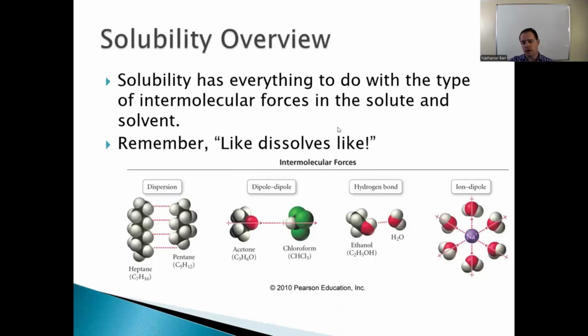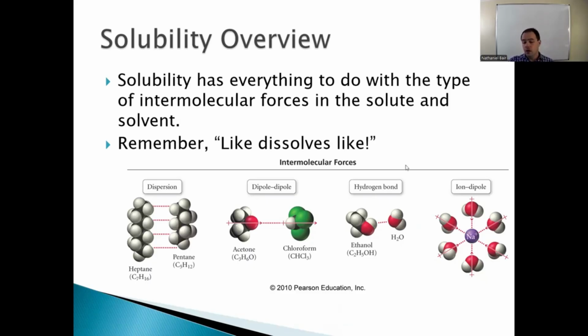All right. So solubility, why does it matter? Well, solubility tells you a lot. Remember with solubility, how do you determine if something is going to dissolve? Well, we have a pretty simple way of doing that. We say like dissolves like.